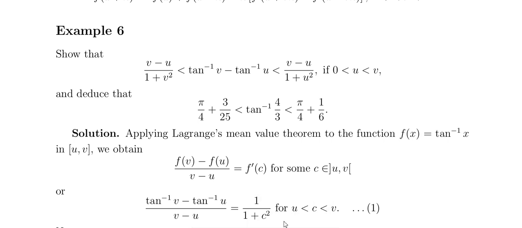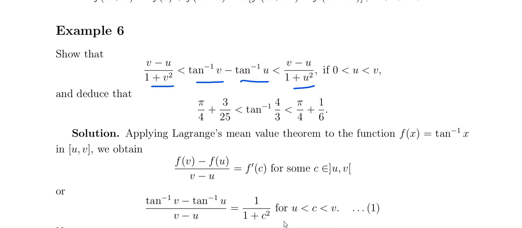இங்கே பார்த்தீங்கன்னா v minus u divided by 1 plus v square less than tan inverse v minus tan inverse u less than v minus u divided by 1 plus u square, u lies between 0 to v, 0 க்கு v இடையில இருக்கு. That is pi by 4 plus 3 by 25 less than tan inverse 4 by 3 less than pi by 4 plus 1 by 6. ஸோ இது என்ன பண்ணலாம் அப்படின்னு பார்த்தீங்கன்னா, இது மாதிரி இன்இக்வாலிட்டி ப்ரூவ் பண்ணுறதுக்கும் Lagrange mean value theorem நம்ம அப்ளை பண்ணுவோம்.